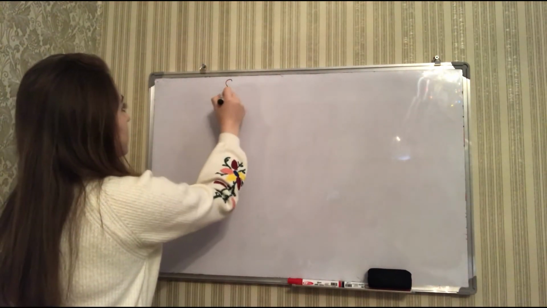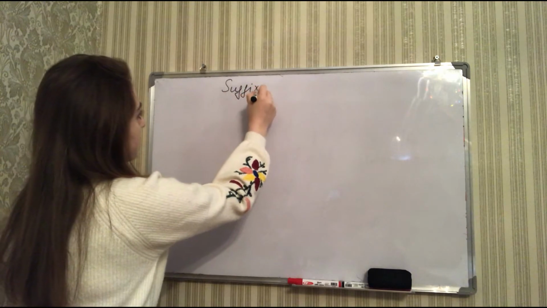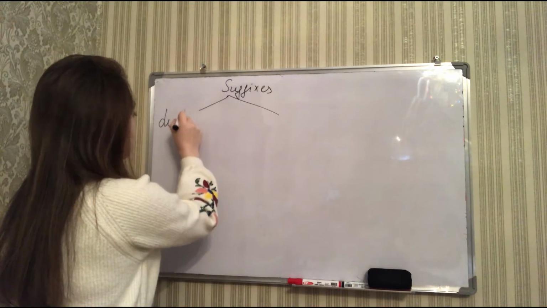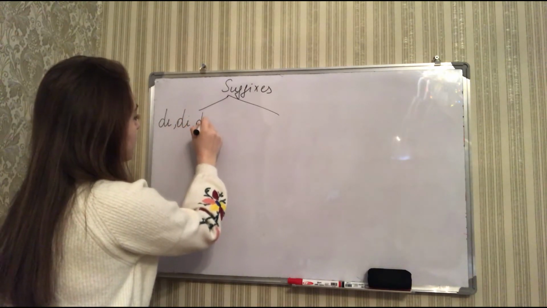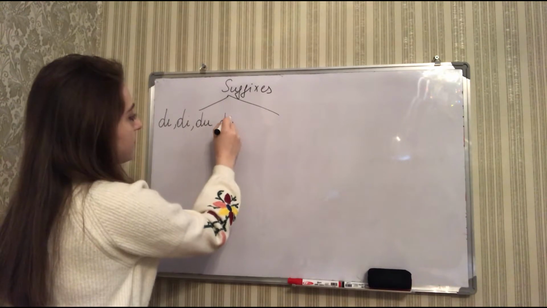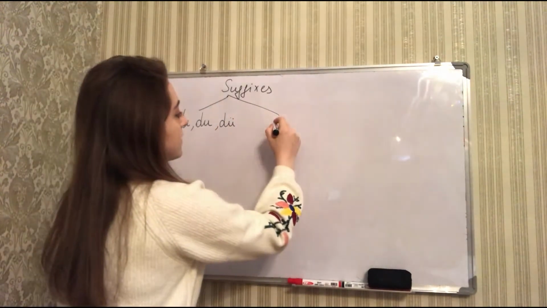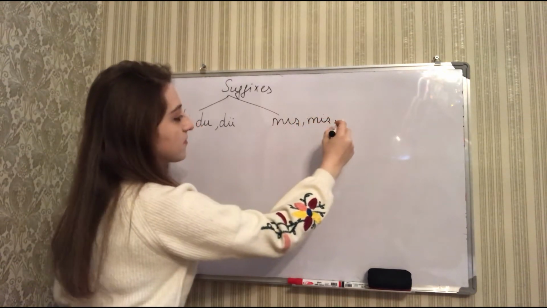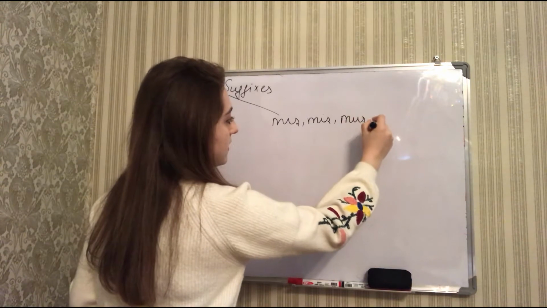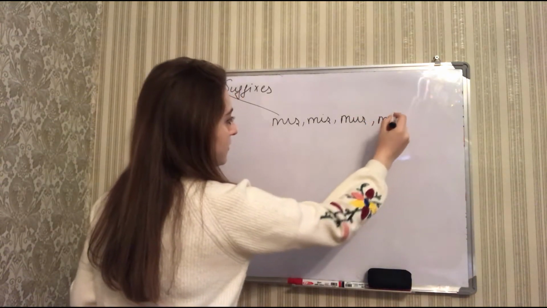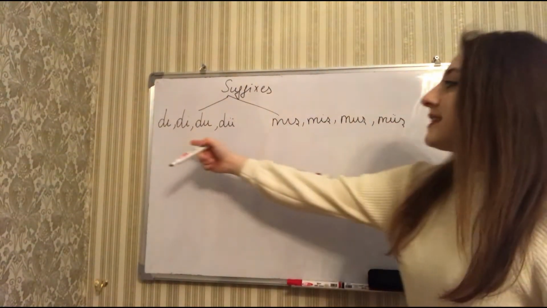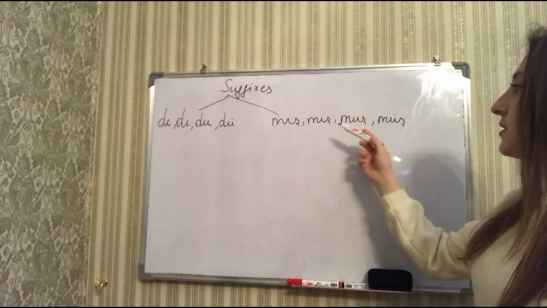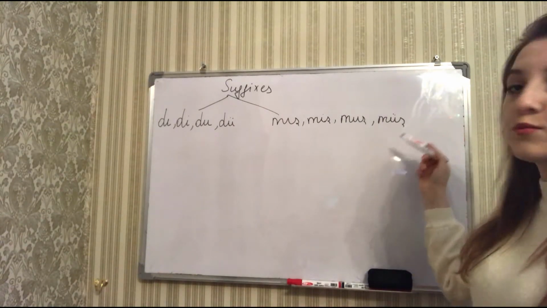Okay, suffixes. We have the, do. The second one, mush, mish, mush, and mush. Okay, let's repeat them. The, do, mush, mish, mush, and mush.